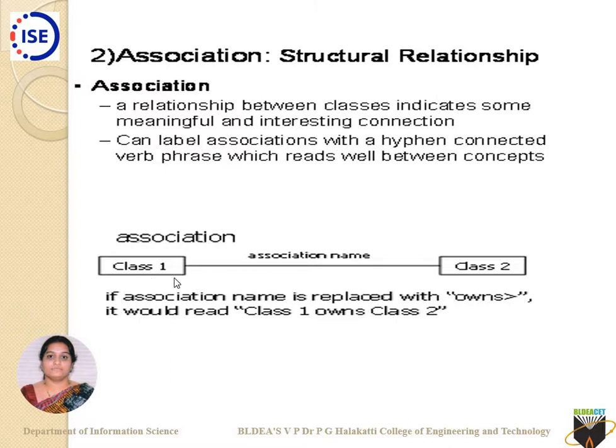If I say this is my class 1, this is my class 2, and a link is associated between the two, and on that if I write anything, that's your association name. That is how you represent an association. If the association name is replaced with "owns", it would read class 1 owns class 2. So this is how a simple association relationship is shown.